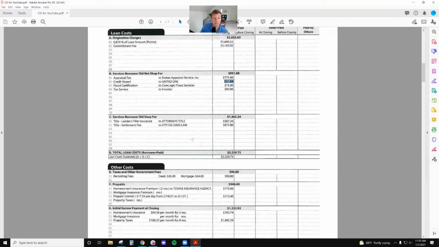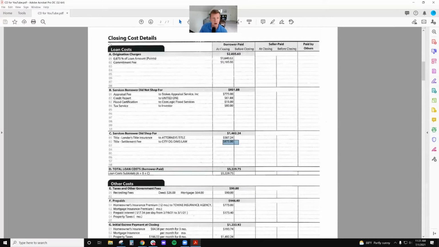All right, services that the borrower did shop for. We've got title insurance. You've got to get title insurance on your property. It's so important. With the blockchain, that might change. Actually, it might be a little bit easier and less costly to get title insurance going forward. This is our closing fee, our settlement fee that the borrower paid the attorney's office to eventually close. So these costs are all considered loan costs.